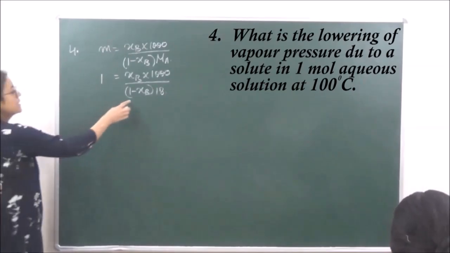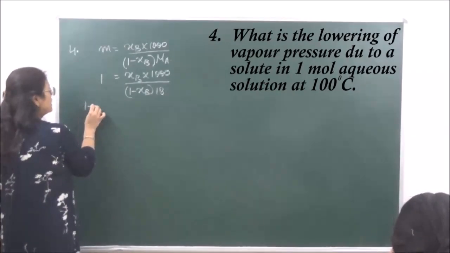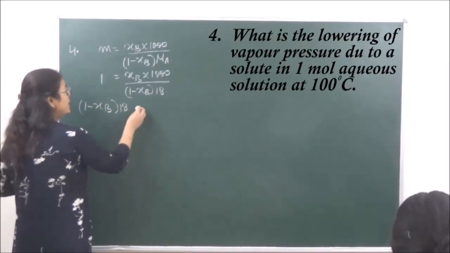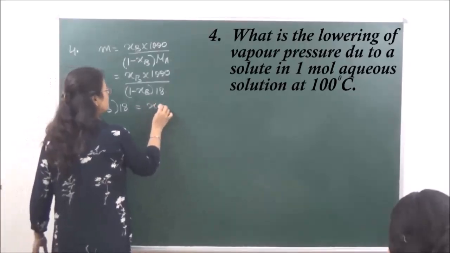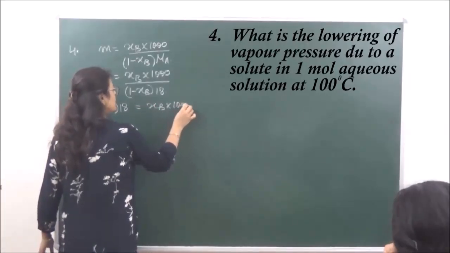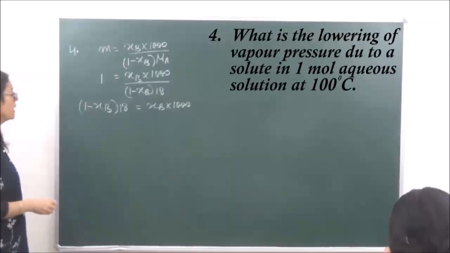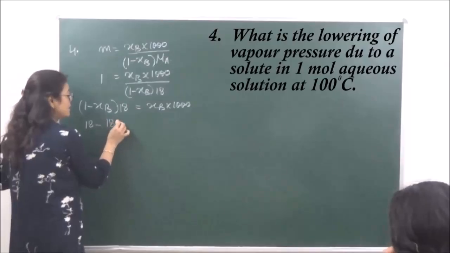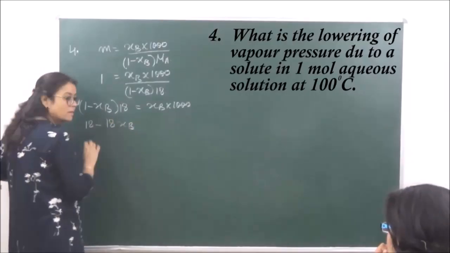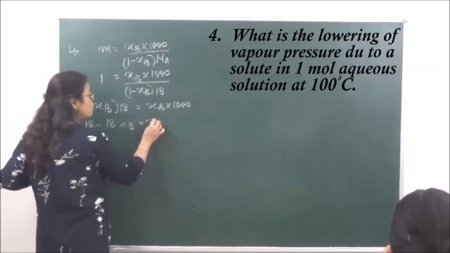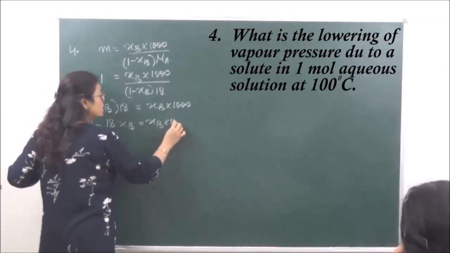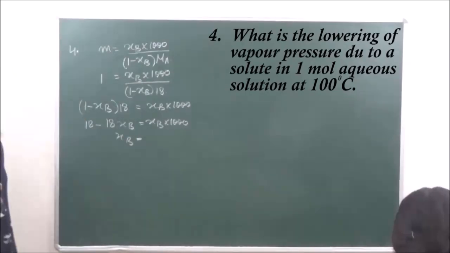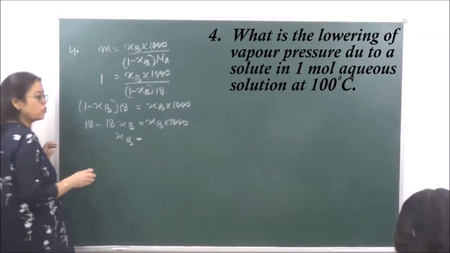Okay? This term can come here. So we have (1 minus XB) into 18, that is equal to XB into 1000. So this will become 18 minus 18 XB, that is equal to XB into 1000. When we calculate XB from here, XB comes to 0.0176.